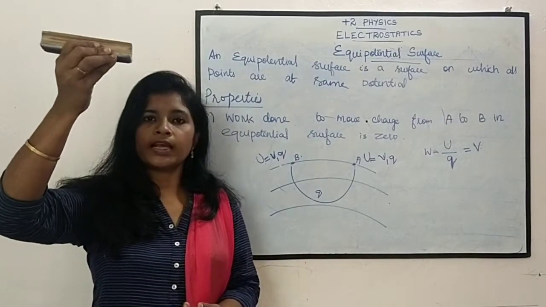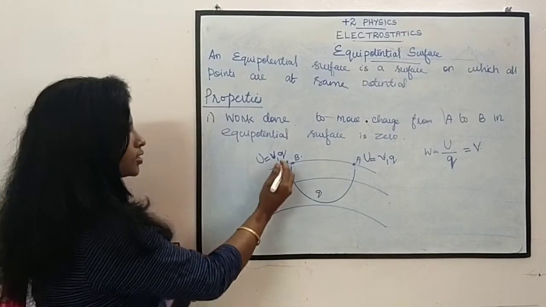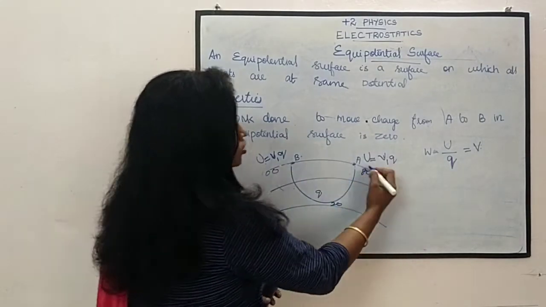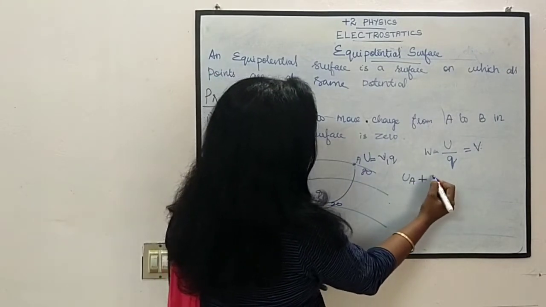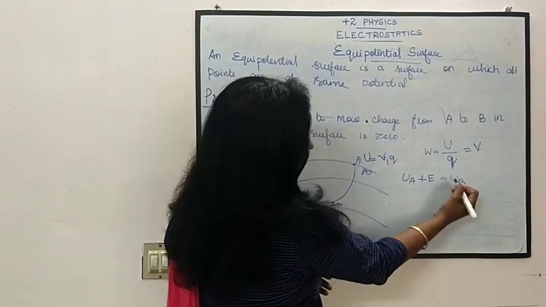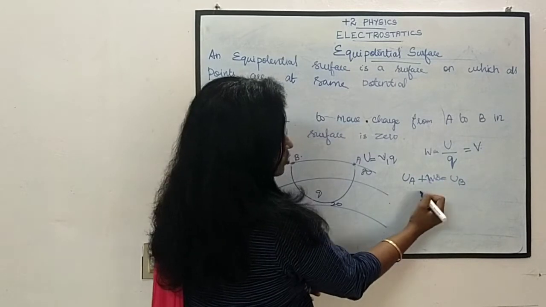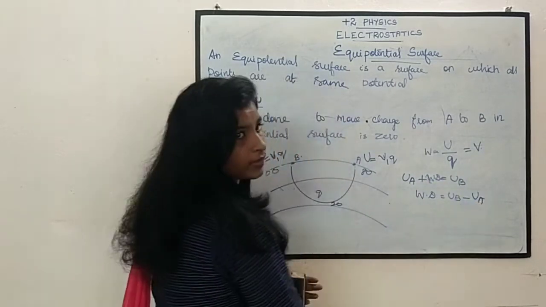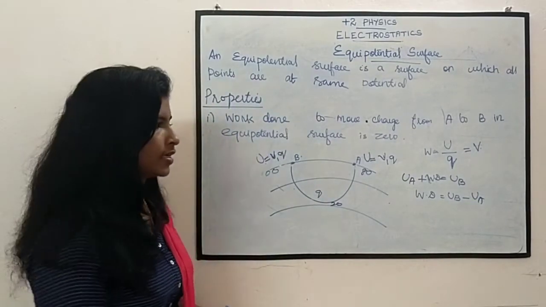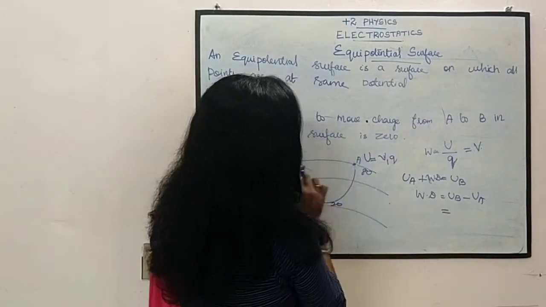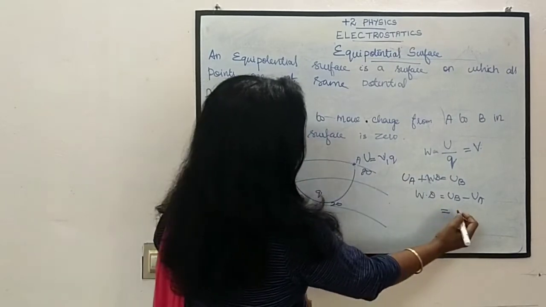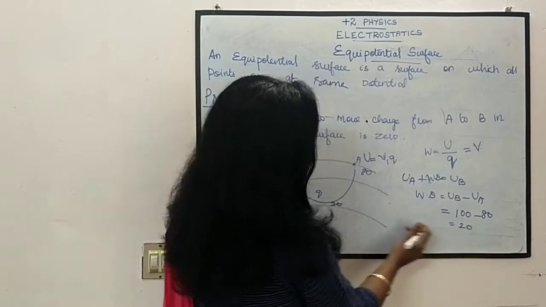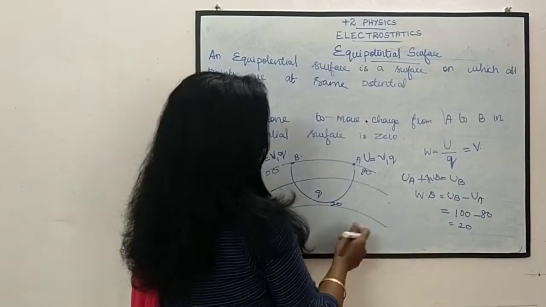When I lift it, how much do I have now? 100. Okay, so at this point it is 100, at this point it is 80, this point 20. So I can write UA plus energy is equal to UB, or work done is equal to UB. So what is my work done? UB minus UA. Just consider this example. What is UB? Here I have got 100, right? What is UA? 80. So my work done is 20. I can easily calculate the work done.